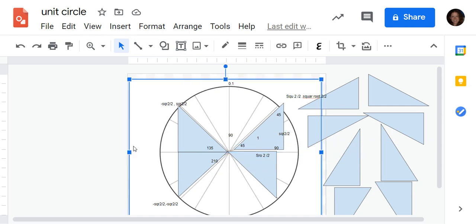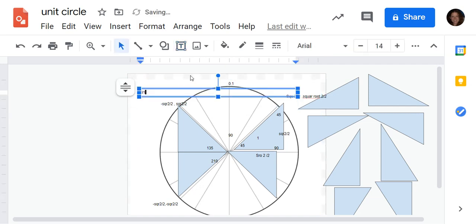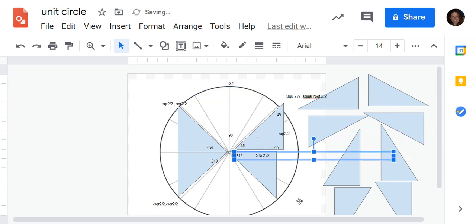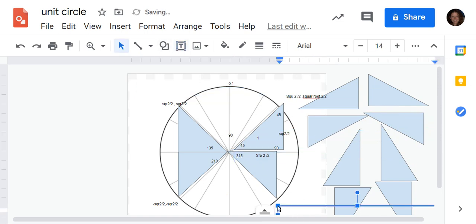I'll write it here and then move it. So this is right here, 315 degrees. And this point down here is going to be positive square root 2 over 2 and negative, because it's down, square root 2 over 2. Okay, that's going all the way around.